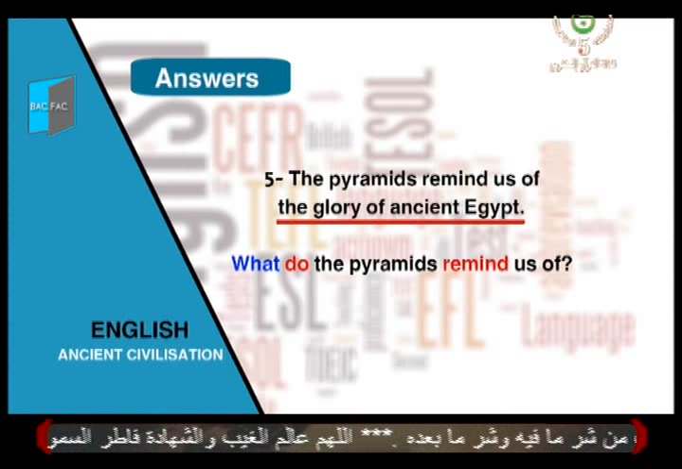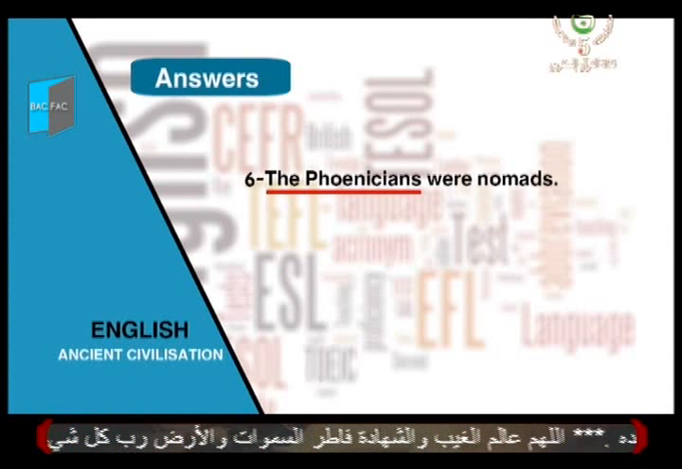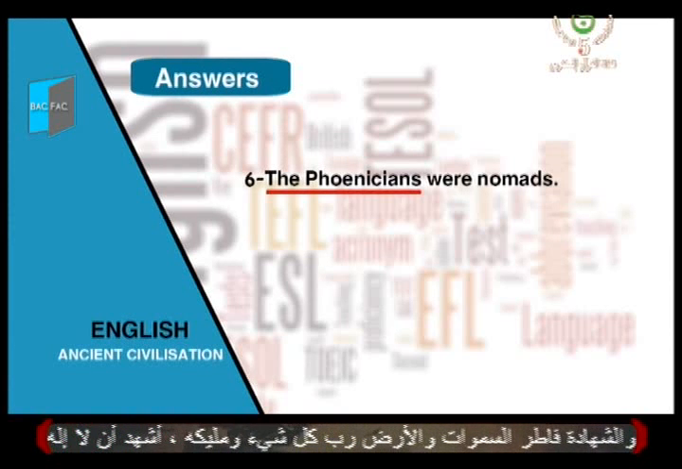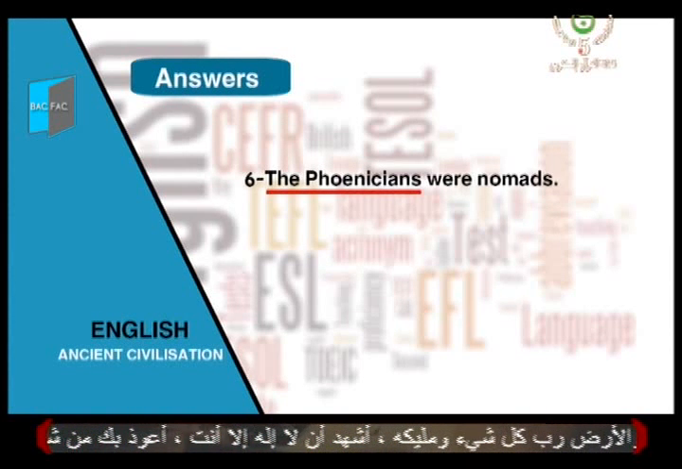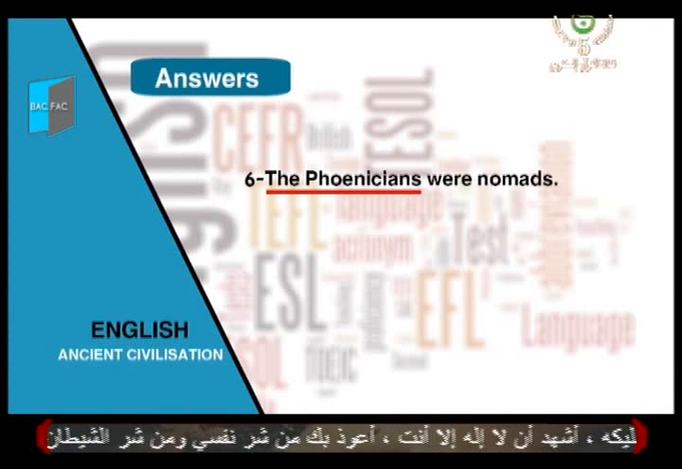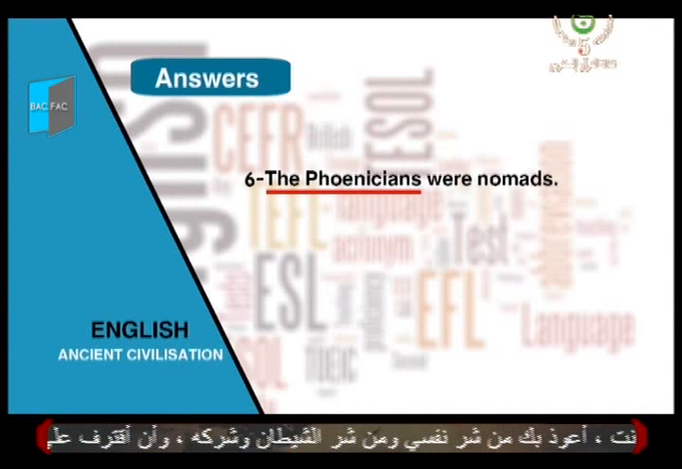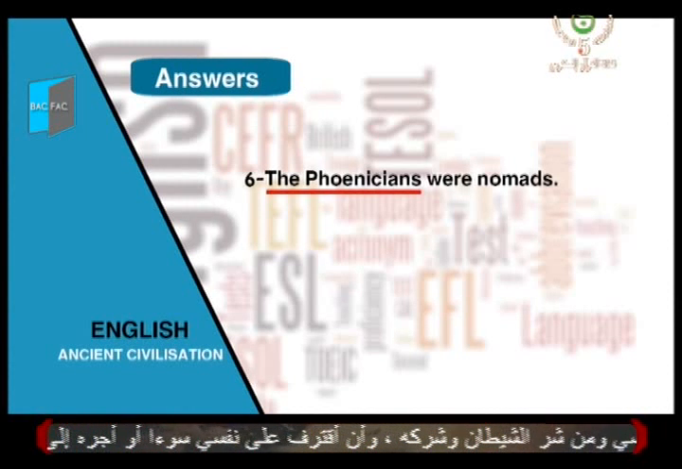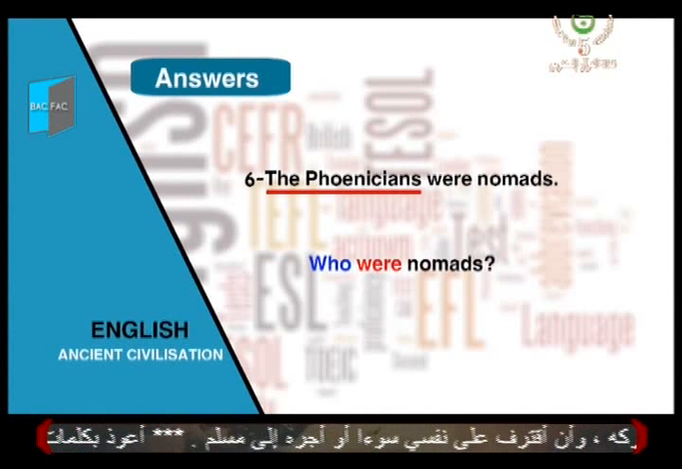The last sentence, the Phoenicians were nomads. The underlined words represent the subject, and they represent people. So the question word will be who? And the verb is to be, so our question will be, who were nomads?